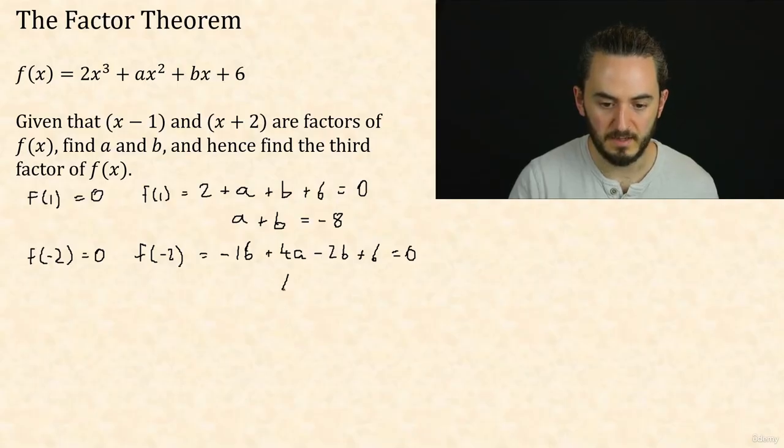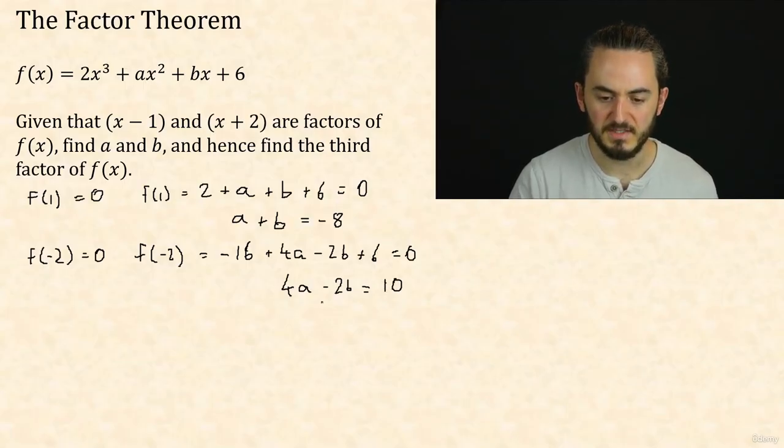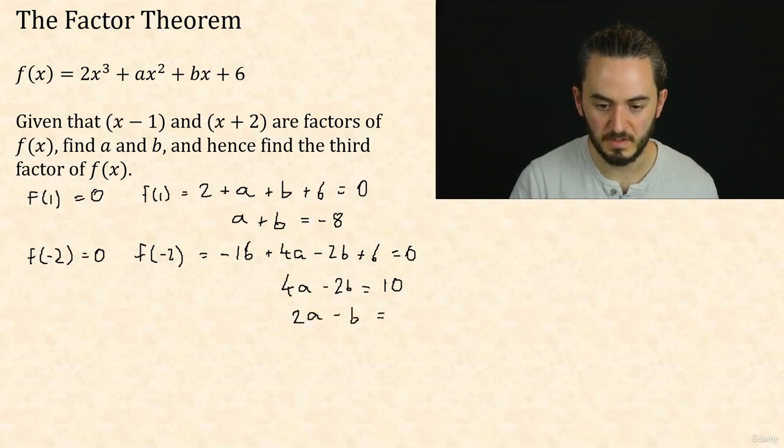So what have we got here? We have 4a minus 2b. Now, negative 16 plus 6 is negative 10. Add that to both sides and it's 10. Except I might as well divide this whole thing by 2 since everything is even. So there's my second equation.